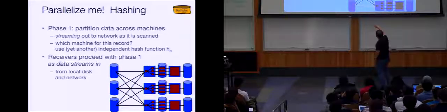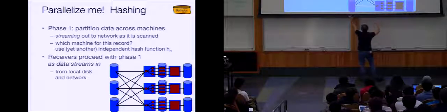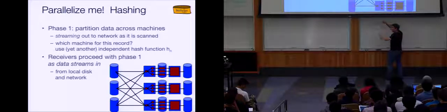And in fact, if you're smart, you're pipelining your IOs here and your communication with the beginning of this phase. So as this data streams off the disk, it streams through the network, it streams into these buffers, and it streams onto here. And that all happens without any staging of the data.